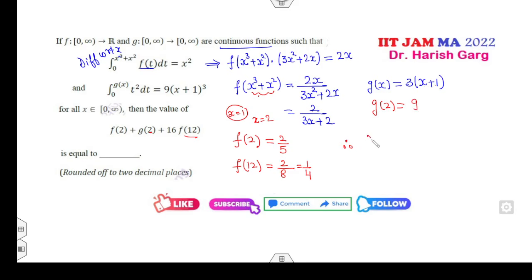So what is the right answer? 2 over 5 plus 1 over 4 into 16. That is my 4 plus 9. Answer is 13. 4 is the correct answer of the problem.